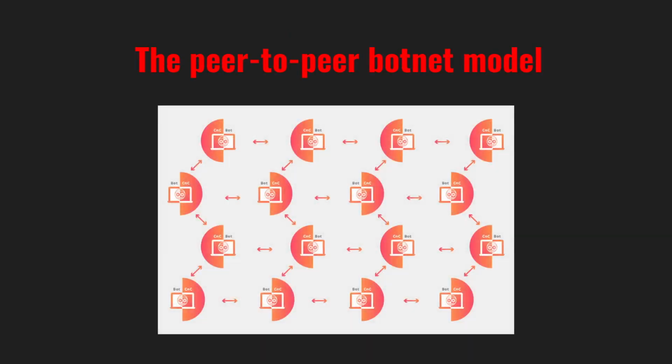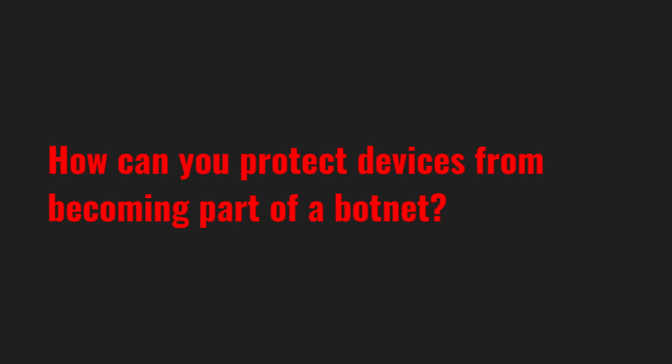Now here is a graph for the peer-to-peer botnet. As you can see, all of them are working either as a bot or as a CNC server. So that's what makes peer-to-peer very dangerous. It's not just that if we get rid of the CNC server, then everything goes down. No, actually each device infected with this malware will act as a CNC or as a bot, which is a huge problem we have here. Now, how can you protect your devices from becoming part of a botnet?